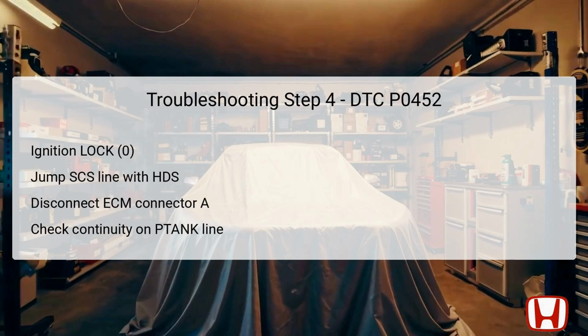In step 4, again, turn the ignition switch to the lock 0 position to ensure safety during testing. Use the HDS to jump the SCS, service check socket line, enabling the diagnostic system to enter test mode. Next, disconnect the ECM's A connector, 49P, to isolate it from the circuit.